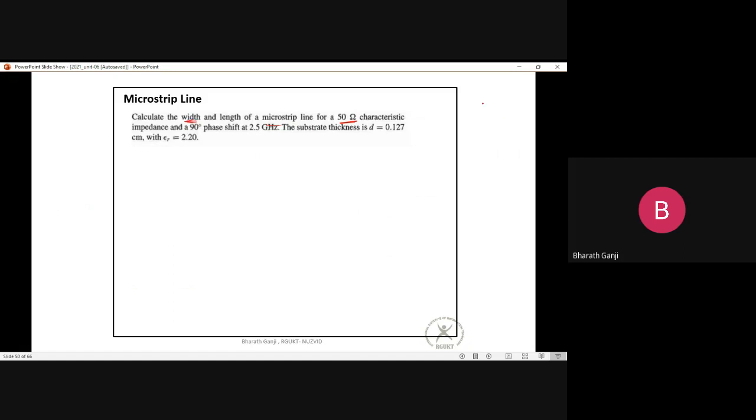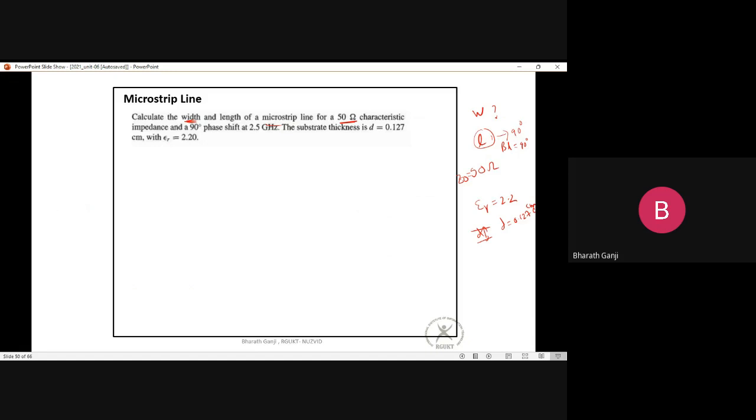So they are asking what is the value of W they have to choose, and what is the length of the line they have to choose. If they want to design a 50 ohm line, Z0 is 50 ohm. They are using an epsilon r of 2.2, and the thickness of this substrate D is given as 0.127 centimeters. They want the line length such that they have a phase shift of 90 degrees, so beta into L should be equal to 90 degrees. That is what they are asking for.